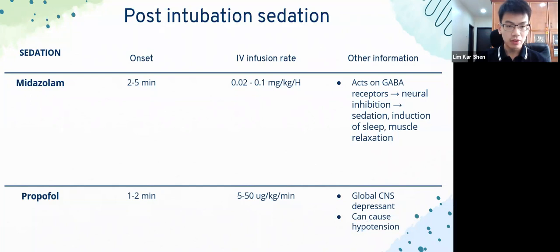Next is propofol. Onset time is 1 to 2 minutes. Infusion rate 5 to 50 microgram per kg per minute. It's a global CNS depression, and this can cause hypotension.